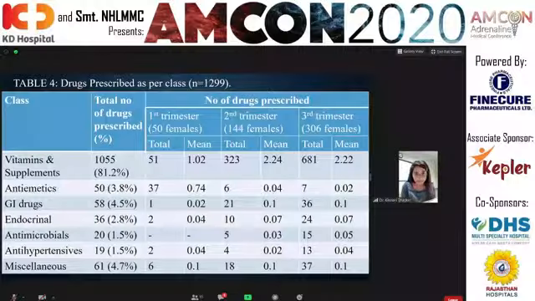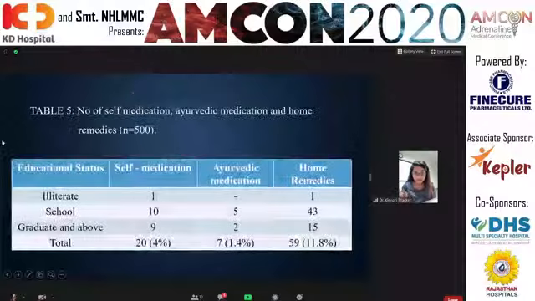Can we go to the next slide, please? Next slide, please. Sorry, back.